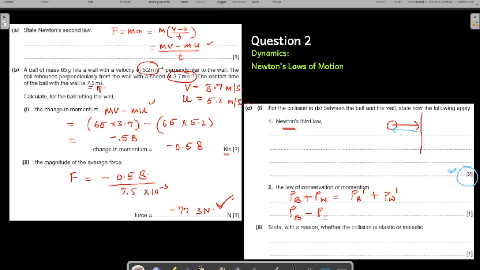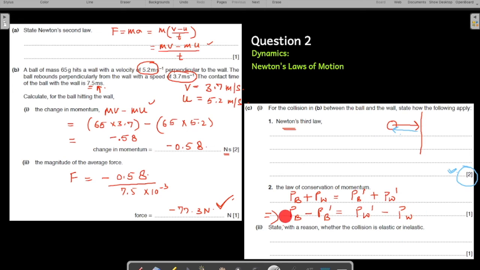Minus. Use your logic of maths and see if these two equations are correct, and they are precisely the same. You're just picking it up and bringing it to the other side of the equation.